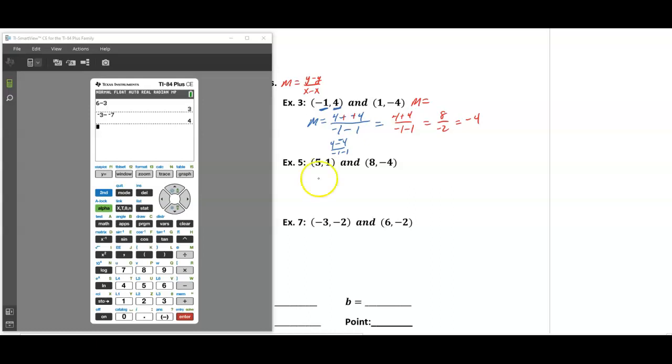All right, example 5. First thing I'm going to do, slope 1 minus negative 4 over 5 minus 8. So again, y minus y over x minus x. Bling bling up top, I get 1 plus 4 over 5 minus 8. 1 plus 4 is 5 over negative 3. Now, when we see it like that, we should know a positive divided by a negative is going to be a negative, so we should write our answer like negative 5/3.